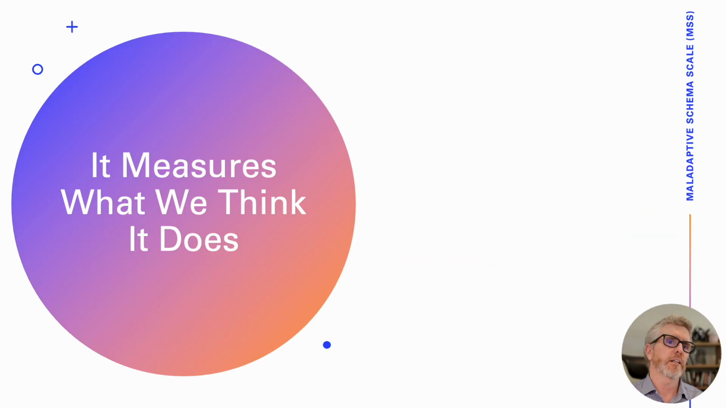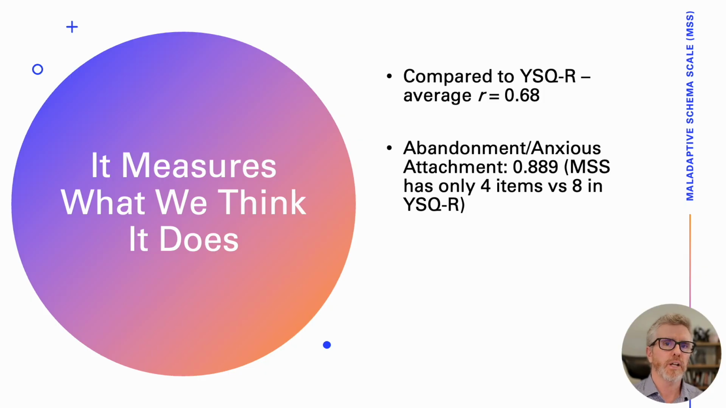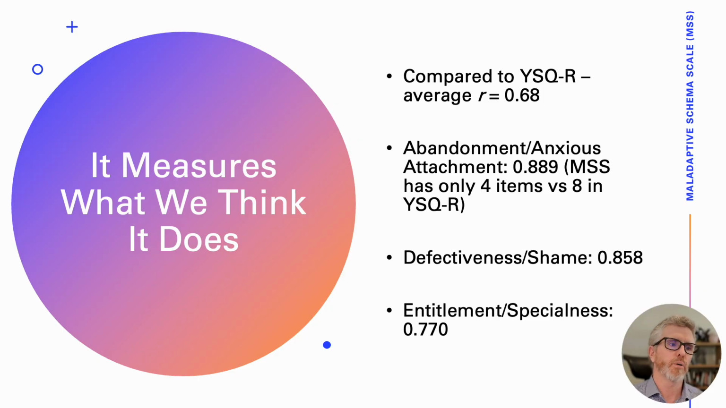So we've established this scale is psychometrically sound, but does it actually measure the same constructs as the established measures? We compared the MSS to the YSQR on participants who completed both. The average correlation was 0.68, which is strong. But then look at these specific correlations. Abandonment correlated at 0.889, and importantly, the MSS uses only 4 items to measure abandonment compared to 8 in the YSQR. We're getting the same information with half the items. Defectiveness correlated at 0.858. Entitlement at 0.770. What this tells us is the MSS is measuring the same underlying constructs but more efficiently. You're not losing information by using a shorter scale.